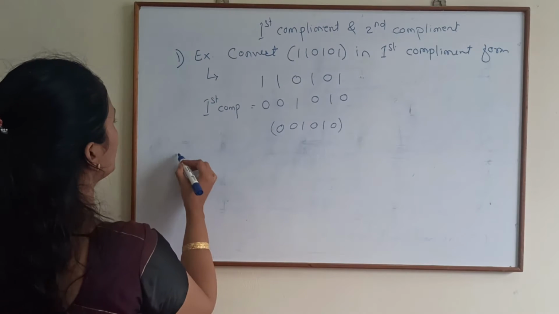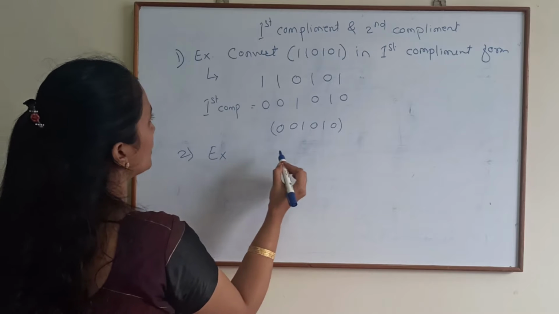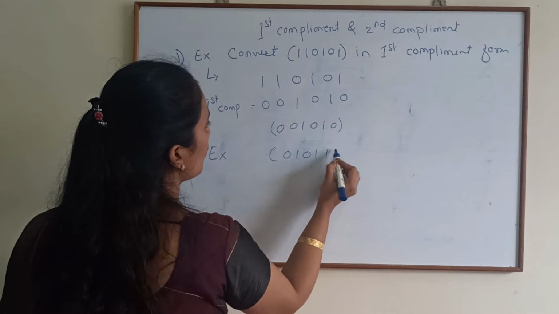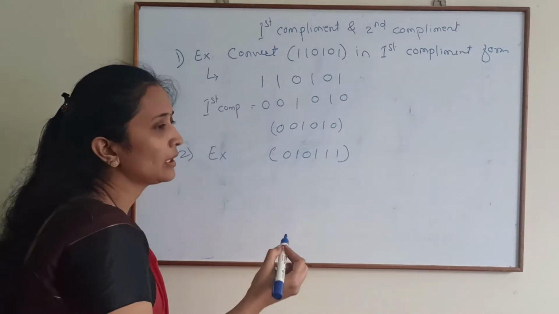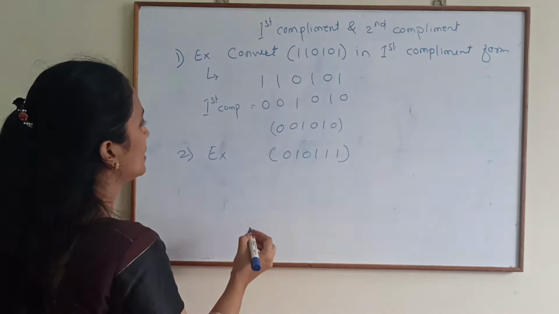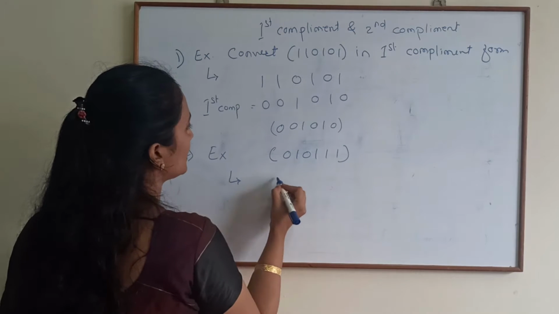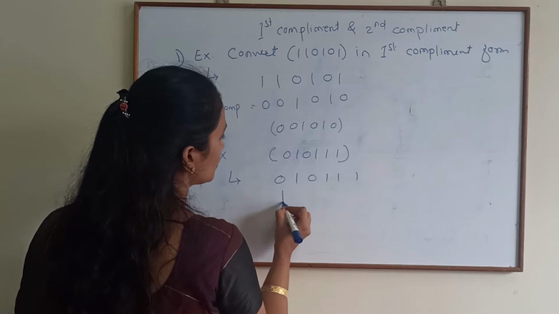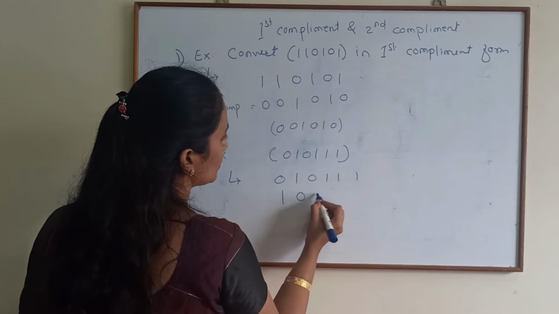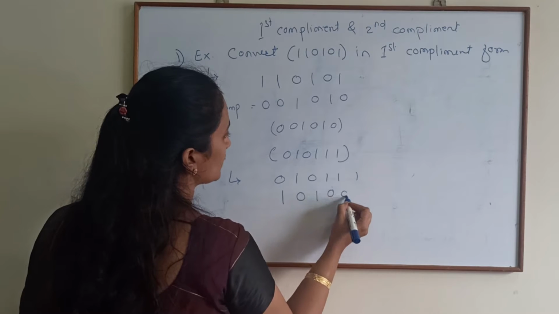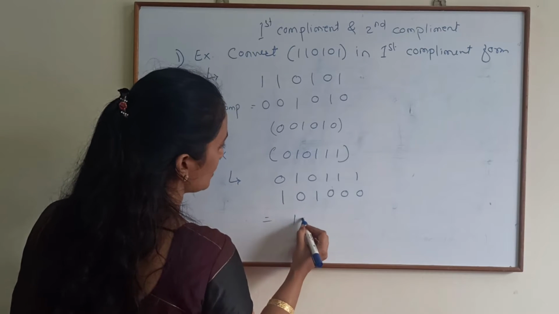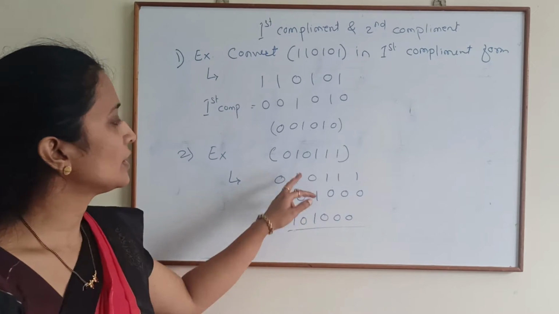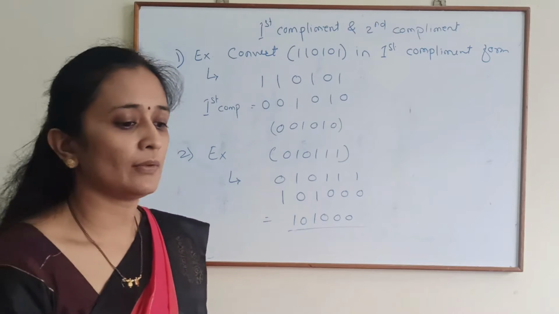One more example we will take. Given binary number is 010111. If we want to convert this binary number into first complement, take down that number and just reverse each and every bit. 0 will convert to 1, 1 will 0, 0 will 1, 1 will 0, 1 will 0, 1 will 0. Answer is 101000. This is first complement of given binary number.